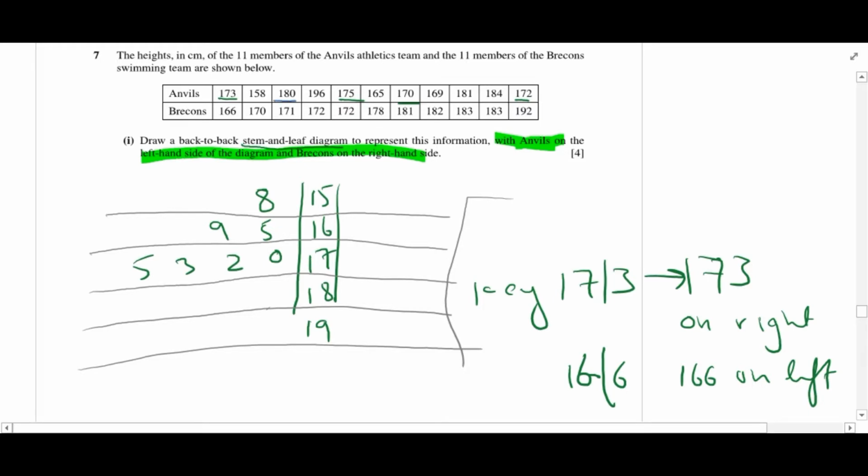In 18 we are given 180, 181, 184. So it would be 0, 1, 4. And in 19 there is only one entity, that is 196. Let us count it first again. In brackets it is better to write the number of entities.